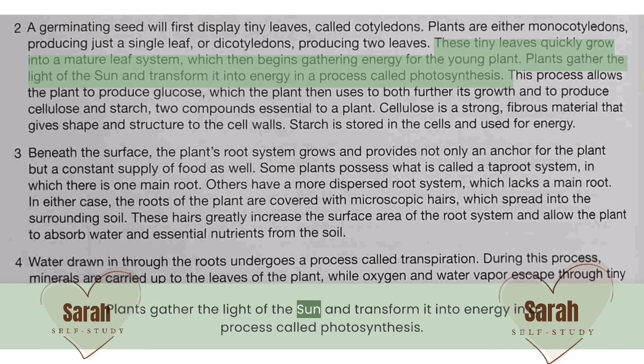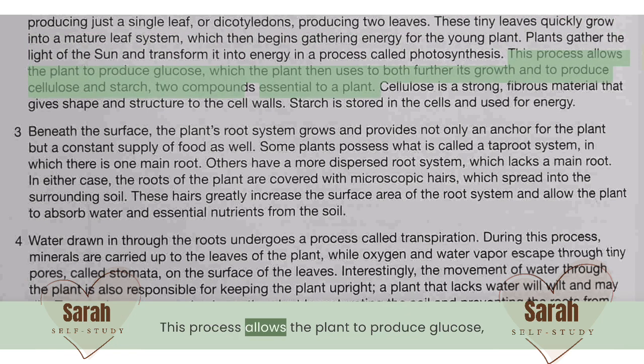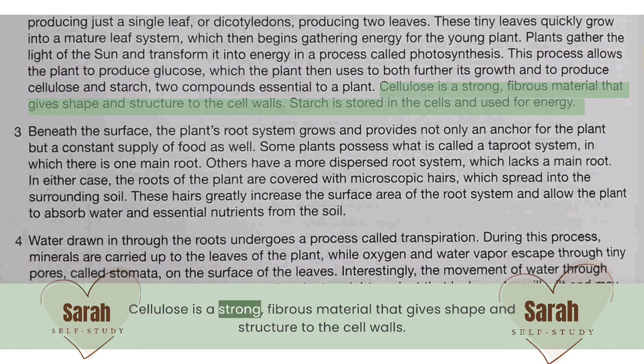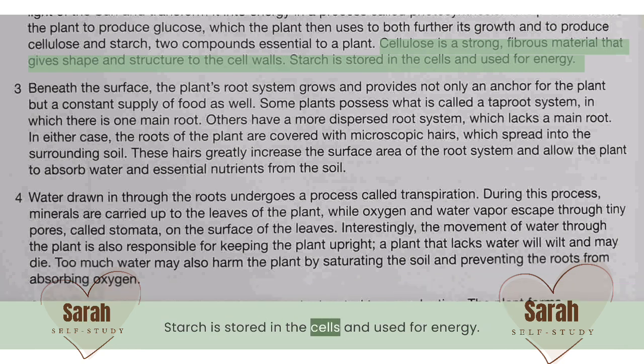Plants gather the light of the sun and transform it into energy in a process called photosynthesis. This process allows the plant to produce glucose, which the plant then uses to both further its growth and to produce cellulose and starch, 2 compounds essential to a plant. Cellulose is a strong, fibrous material that gives shape and structure to the cell walls. Starch is stored in the cells and used for energy.